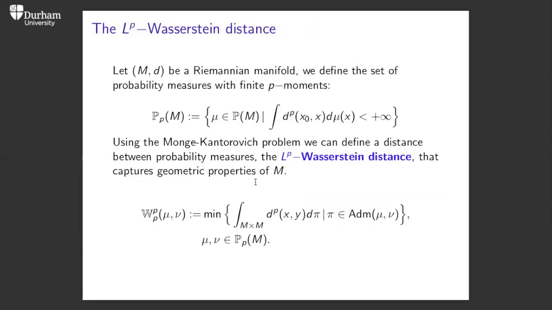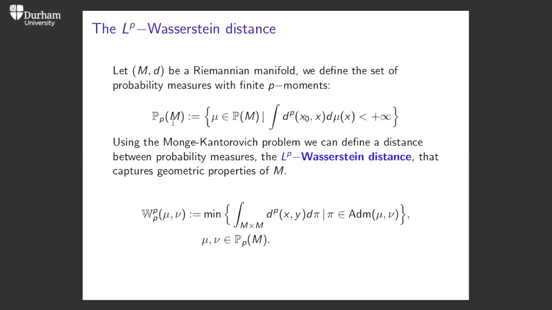And well, using optimal transport, we can define a metric. Consider M, a Riemannian manifold. d will be the Riemannian distance. And we will not consider every probability measure for some exponent p. We will only look at probability measures with finite p moments.